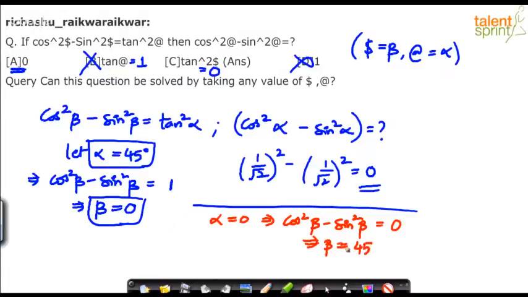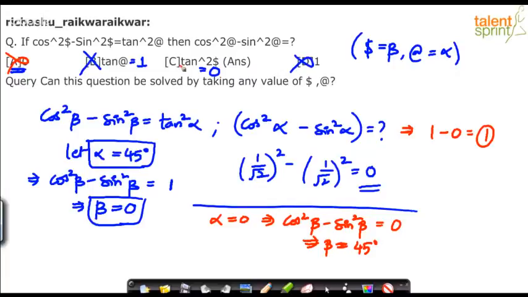Yes or no? When are sin and cos equal? Only at 45 degrees. Both of them are 1 by root 2. So beta equals 45 degrees. Now substitute this alpha equals 0 here. So what will happen here? If you substitute alpha equals 0, cos square 0 is 1 minus sin square 0 is 0. So answer should be 1, right? Answer should be 1.